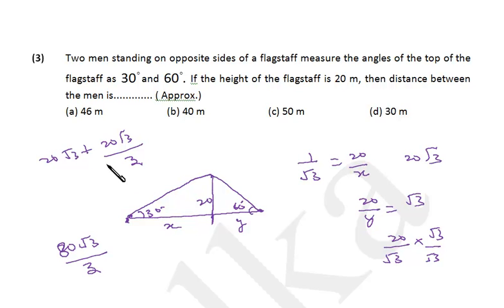Now we have to calculate the approximate value. See, instead of 80, if it would have been 81, so it's 27. So 27 into 1.7, that's 46. Right? I hope you are getting it.